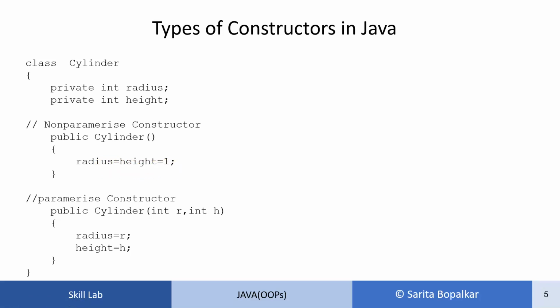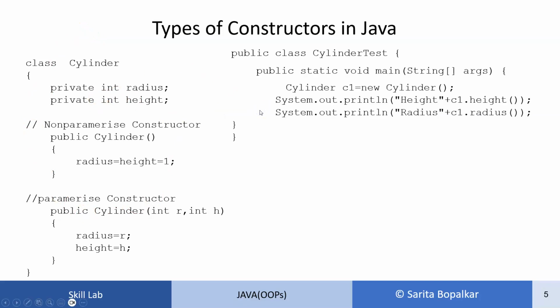Another type of constructor is the parameterized constructor. It means that whenever I create an object, I will set some values at that time. That means at the time of object creation, I will pass the values of radius and height, and I will store them in R and H. Then I will assign this R value to the radius and this H value to the height, which are members of our class.